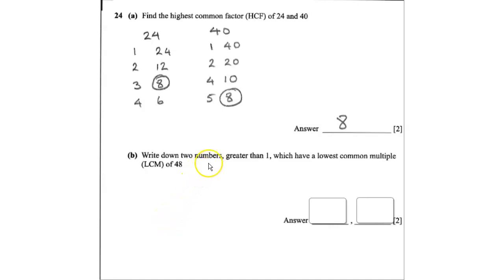Then it says write down two numbers greater than 1 which have a lowest common multiple of 48. So the two answers there are 3 and 16. So 3 times 16 makes 48, and that would be the lowest common multiple of that. So 3 and 16 is the answer for that question B.